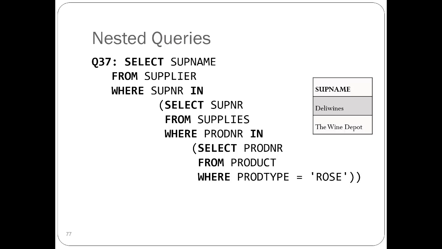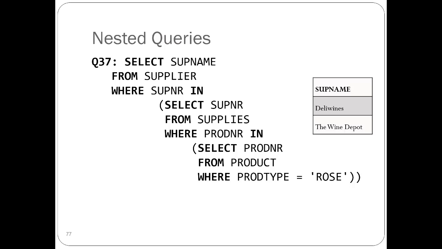Is this query getting the names of suppliers who supply wines of type rows? Yeah, that's the case. Very good. So again, this query may look challenging. From where should we start? Bottom up. Let's resolve the innermost query.